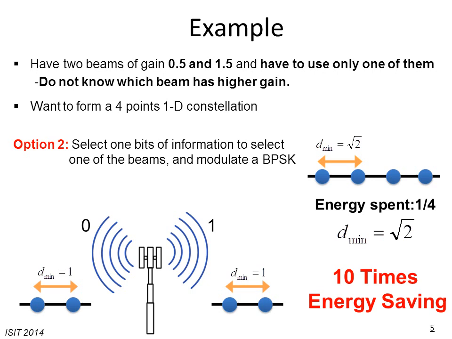It's easy to see that the overall constellation received at the destination will be a 4-PAM constellation with a minimum distance of root 2. In this case, we have spent an energy of 1 divided by 4 instead of 5 divided by 4, and the worst case minimum distance, which also is equal to the best case, has been increased to root 2. So if we put these numbers together, we see that we have had 10 times energy saving.